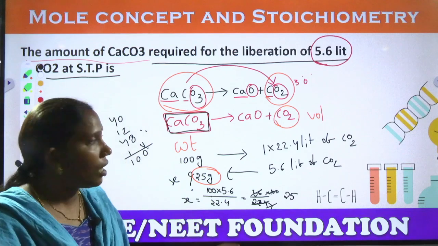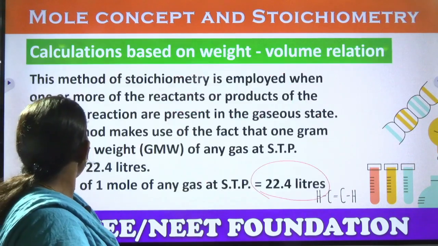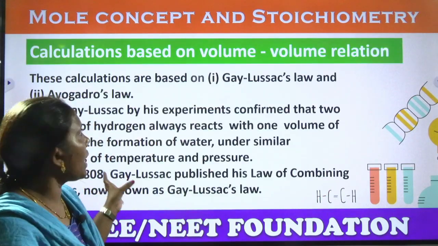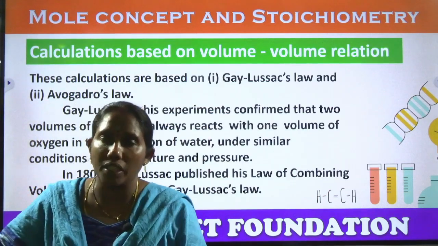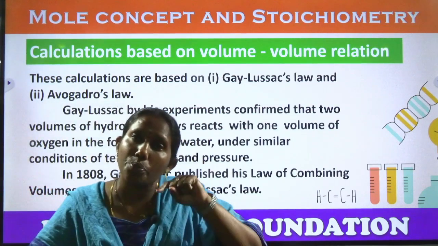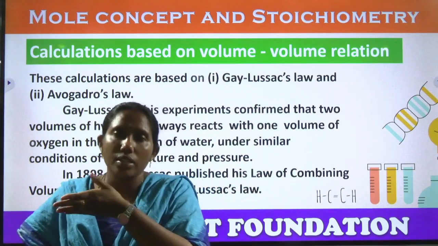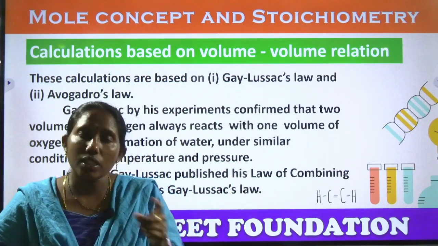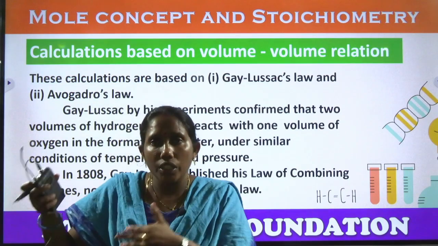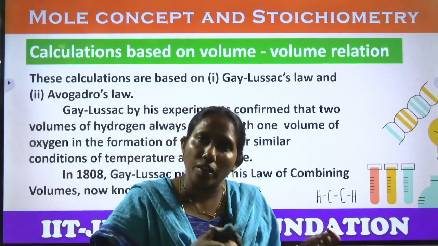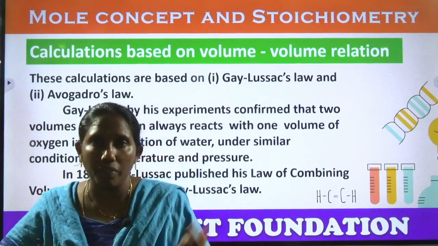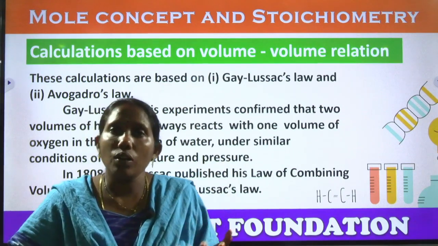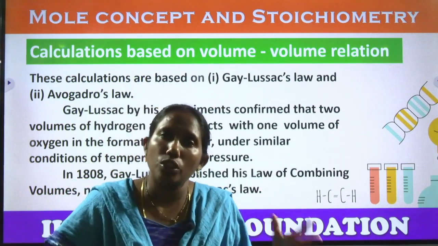Let us go to the next. We have completed calculations based on weight-volume. Now, calculations based on volume-volume relations. The first one was weight-weight: at STP we took the actual molecular weights and considered them with the given weight. The second was weight to volume: initial weight and initial STP volume, and according to that we calculated from the given problem. Here both relations are volume, so we have to consider both at STP, meaning at 22.4 liters.